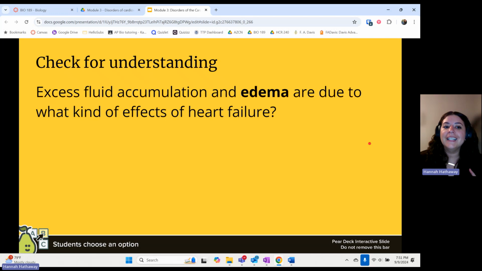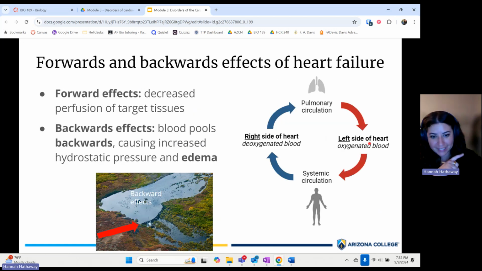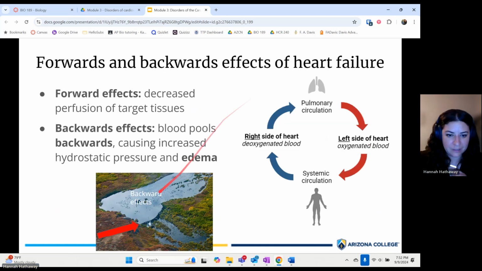Check for understanding. Excess fluid accumulation and edema are due to what kind of effects of heart failure, forward or backwards? Okay, so this is going to be backwards effects. And if you're like, ooh, I didn't get that right, let me come back here to this picture of the dam. So we're having all this blood pooling that's causing increased hydrostatic pressure, which causes edema.